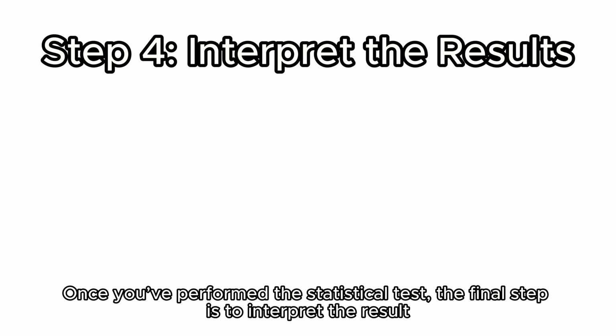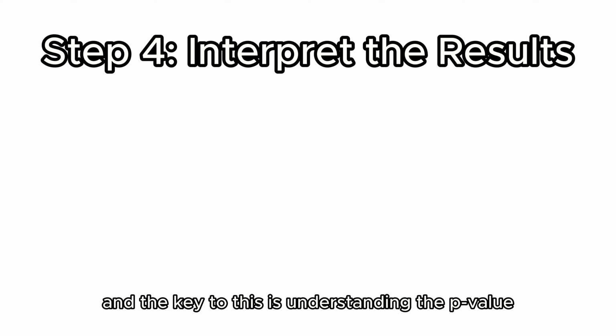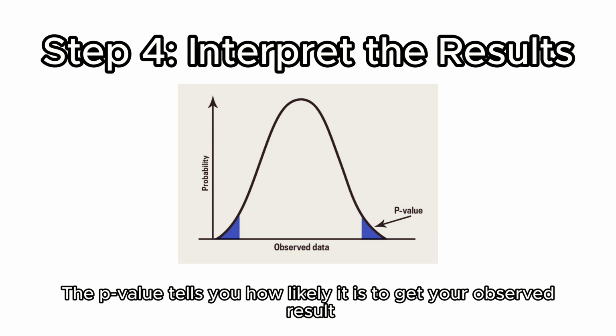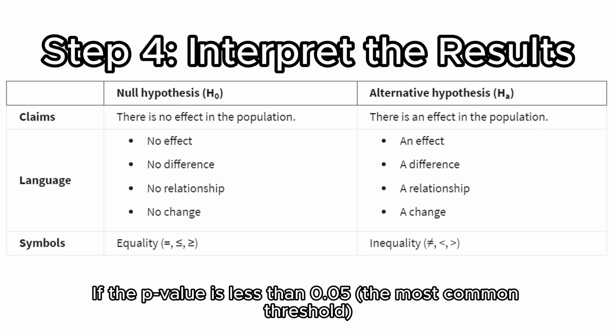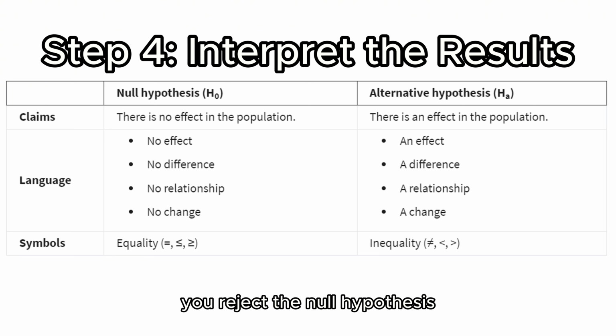Once you have performed the statistical test, the final step is to interpret the result, and the key to this is understanding the p-value. The p-value tells you how likely it is to get your observed result or something more extreme, if the null hypothesis were true. Here's how to interpret it. If the p-value is less than 0.05, the most common threshold, you reject the null hypothesis.